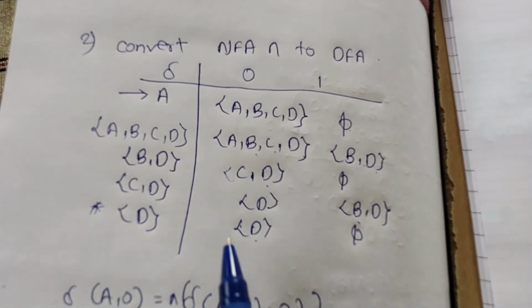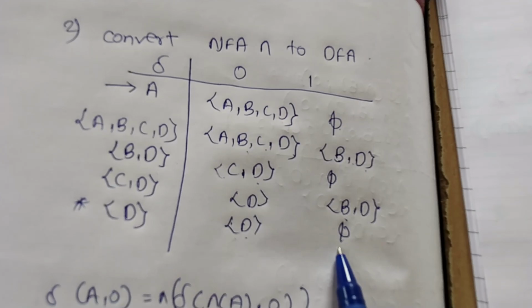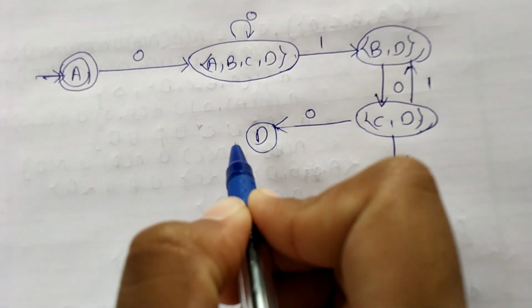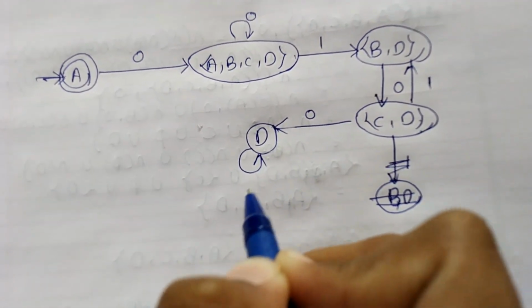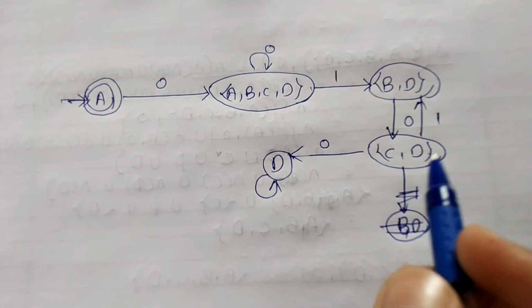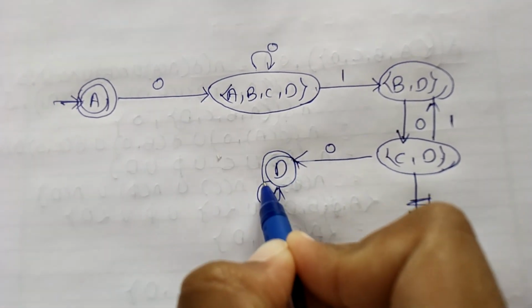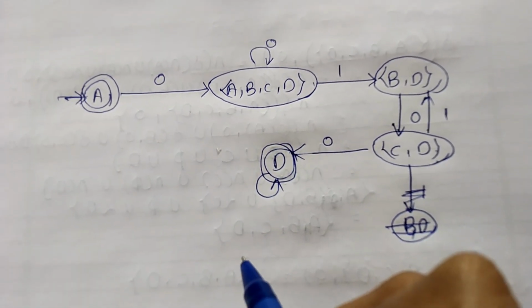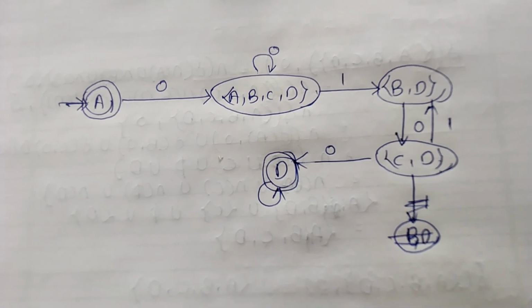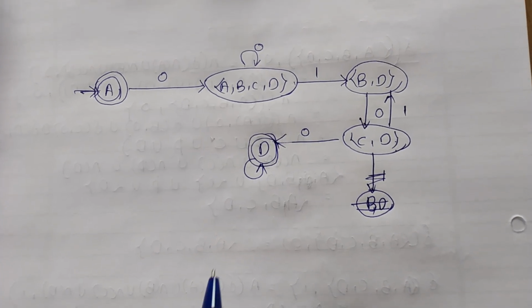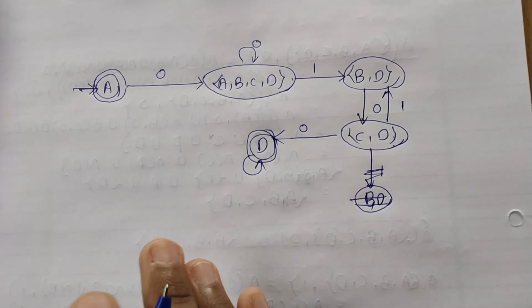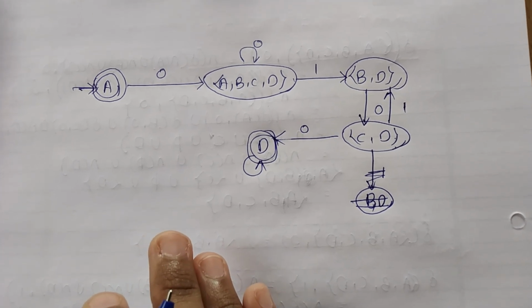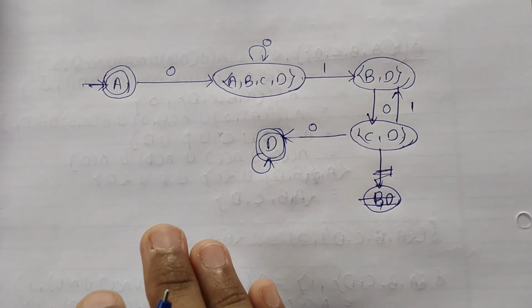Now D reads 0 in D, D reads 1 in null. So D reads 0 by itself and 1 is not read. So this is our DFA, and here D is the acceptance state. So this is our final DFA. So I hope you all now get the idea how we draw NFA, DFA and null NFA. So we stop here now. Thank you.